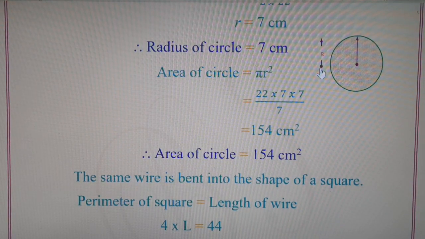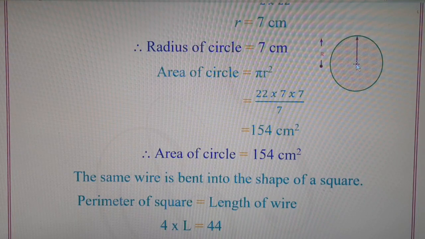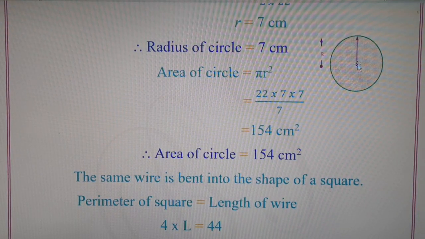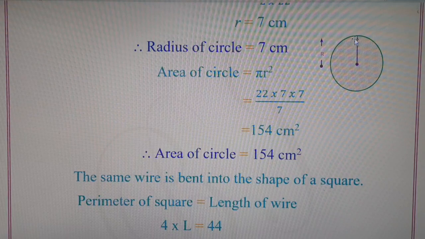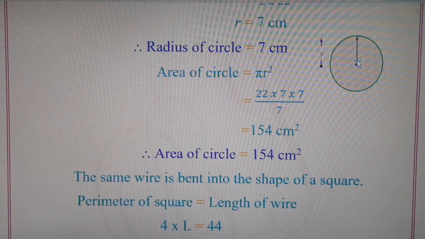Here the radius was not known, and with the help of the circumference we found the radius of the circle, that is 7 centimeter. Radius is the distance between the two endpoints of the line segment joining the center of the circle and any point lying on the circle. So this arrow symbolizes the radius of the circle, and that is 7 centimeter.